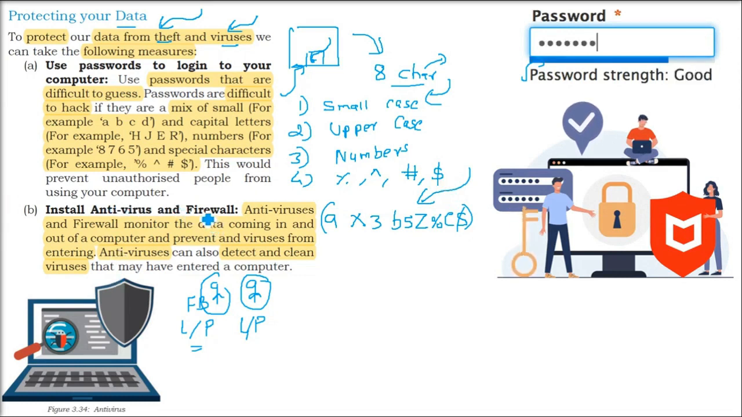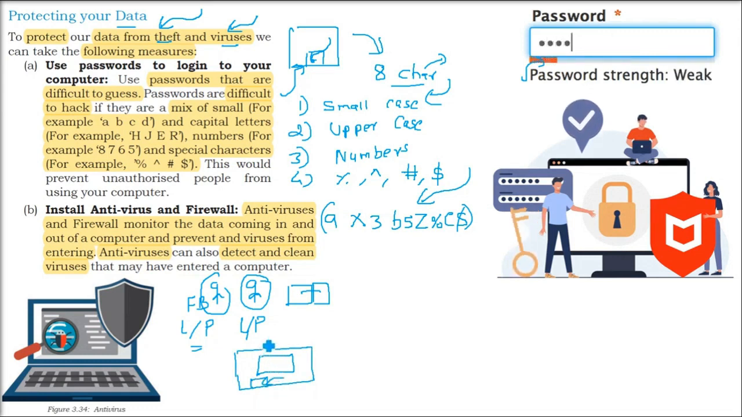Make a strong one. Now, install antivirus and a firewall. What do you see in normal houses? If you go to Western countries, you won't find any fences most of the time. But now they have fences. People have fences around their house. They have a gate. They may have some chowkidar, or you can say some security person here.